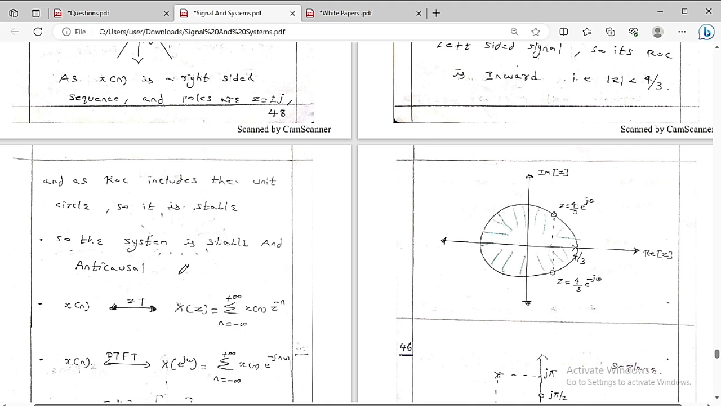The discrete-time Fourier transform of the given signal is going to exist, which means h of n is absolutely summable. If h of n is absolutely summable, we can say the given system is also said to be stable.